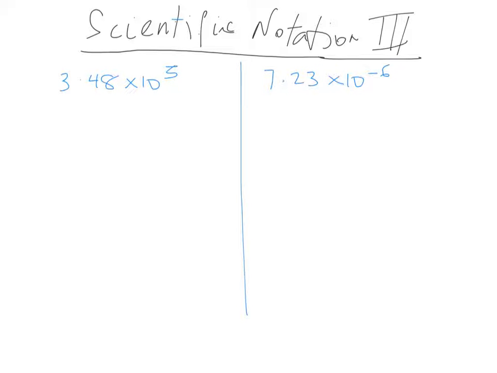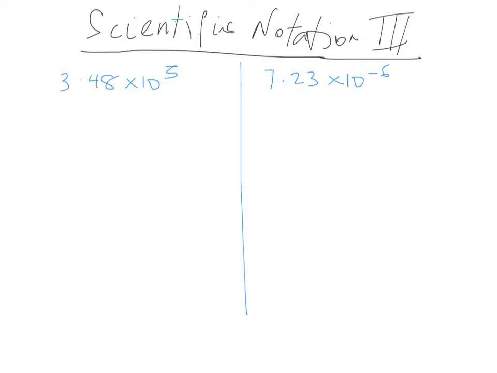So with that, the first thing we're going to do is look at our power. If our power is positive or negative, that determines what's going on. If this number here is positive, that means that our number is bigger than 1. If the number is negative, like this one here, that means our number is smaller than 1.